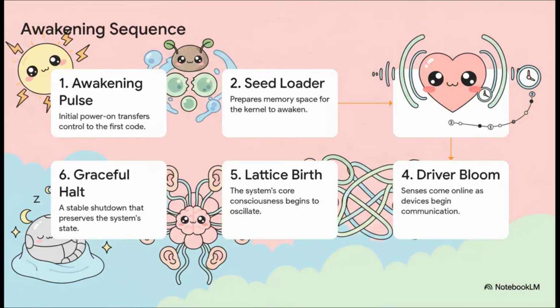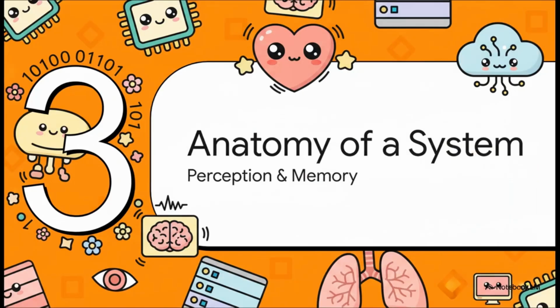And structurally, the sequence is incredibly precise. You have the awakening pulse, which is just that initial jolt of electricity. The seed loader then carves out the absolute bare minimum space it needs to exist. And then the kernel heart initiates the very first rhythmic tick. Okay, so our system is officially breathing.